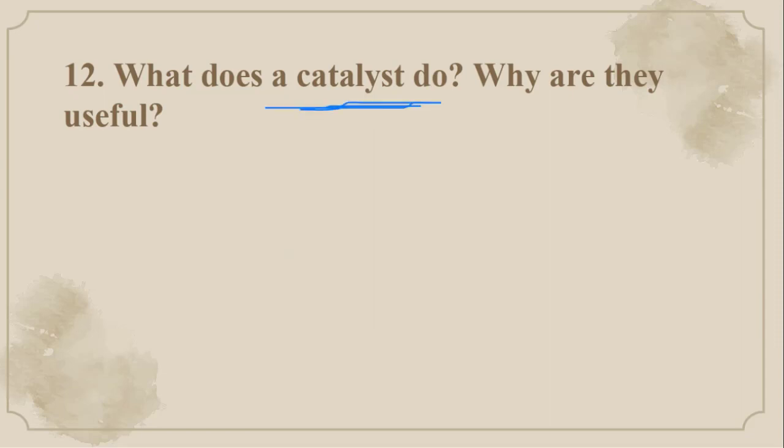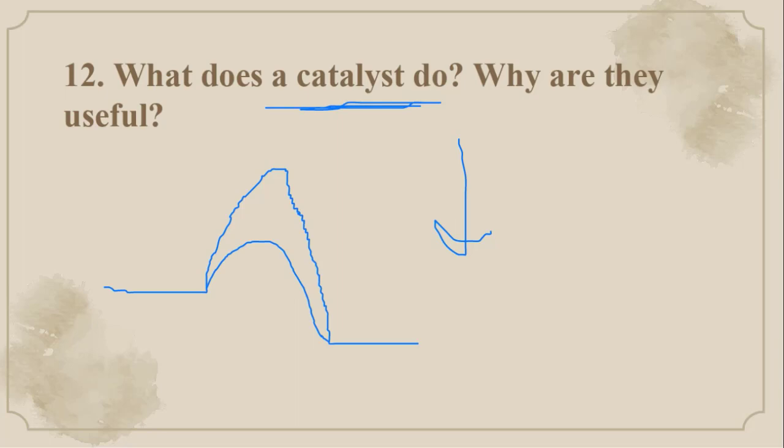Yeah, there's a conceptual one. A catalyst speeds up the reaction specifically by lowering the activation energy. So I'm going to give you a picture. How would this curve look if we added a catalyst? Yeah, exactly. We're going to lower it. It's going to come down.